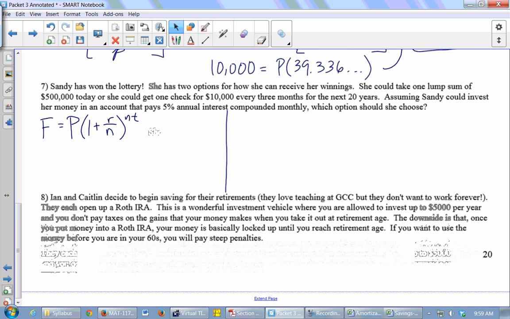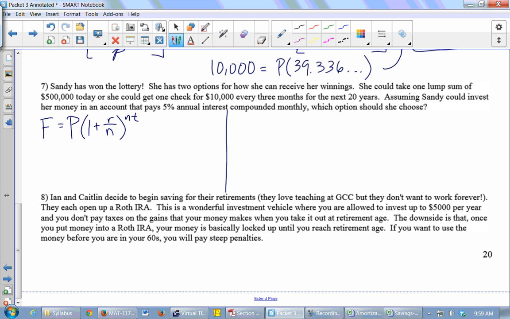Okay, so $500,000 put in an account where I earn interest that's compounded monthly is this formula, okay? And monthly means 12 times per year, so my N is 12. My principal is $500,000. My interest rate was 5%, 0.05, divided by 12 to the 12 times T, where T is time in years, so that is 20 in this case.